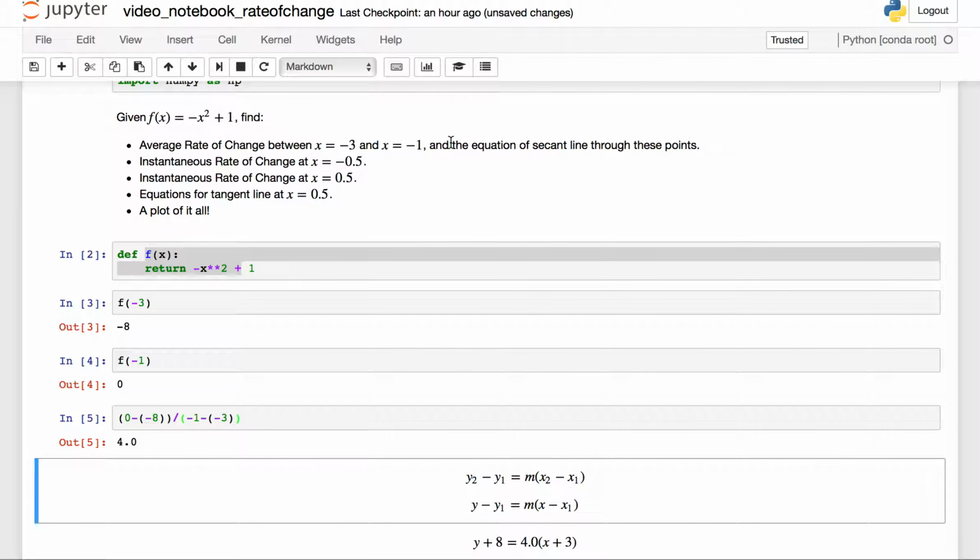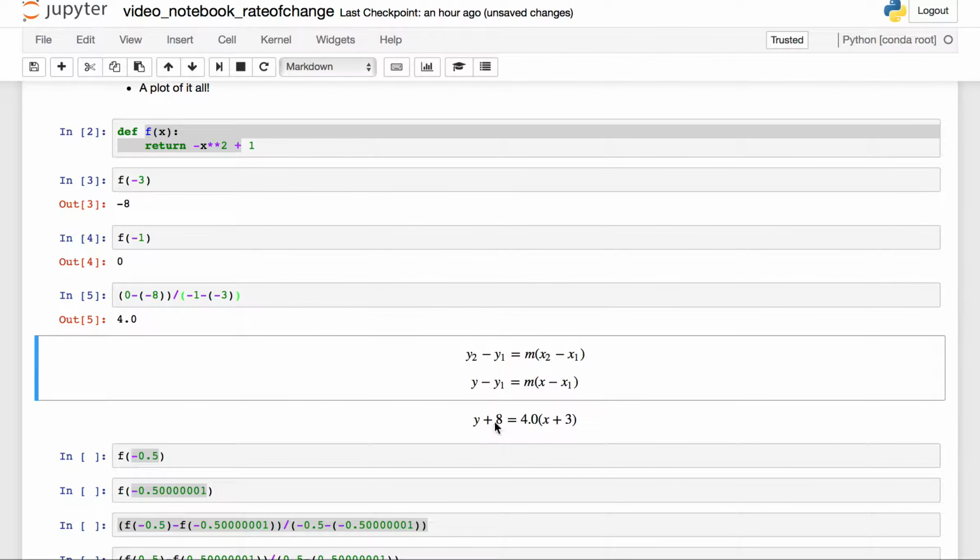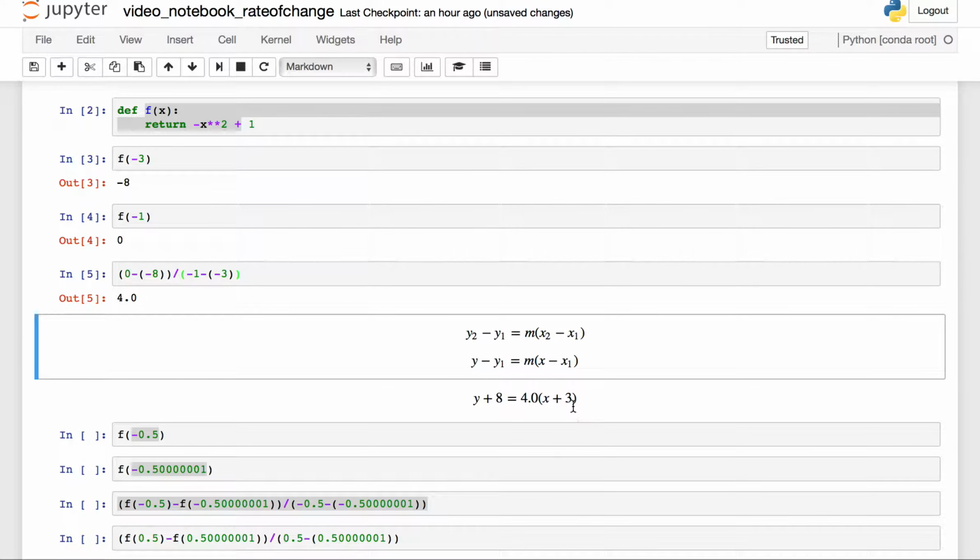The last part of this piece was to write the equation of the secant line through these 2 points. If we recall our point slope formula from class today, this comes from the slope equation, and all we'll do is make some arbitrary x and y coordinates so that now we're just plugging in a slope and x and y. We'll take this point, negative 3, negative 8, and if we substitute that in, we get y minus negative 8. I can write that as y plus 8. The slope was 4, and x minus negative 3 is the same as x plus 3, so there's our equation for that line.